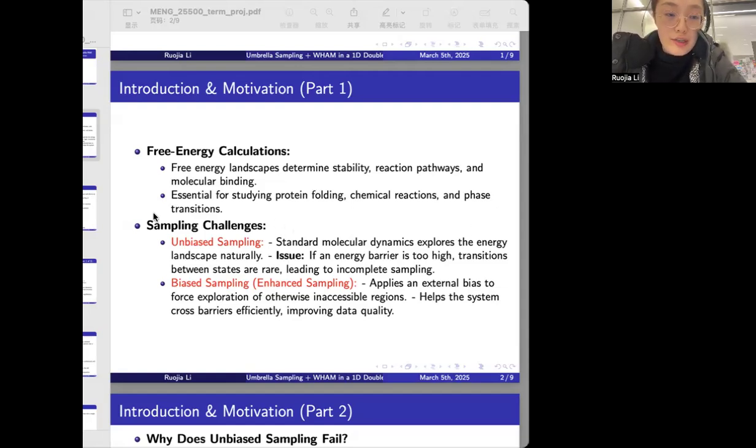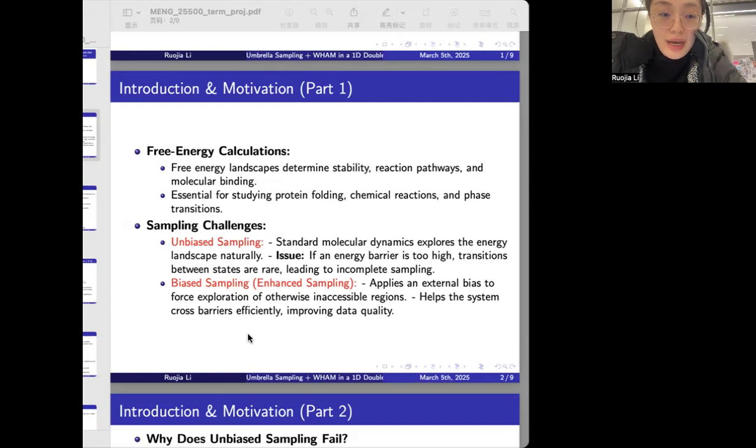However, the challenge, which is highlighted in red here, is that unbiased molecular dynamics sampling can get stuck in a low energy well. Imagine a system with two deep wells separated by a tall energy barrier. In a straightforward simulation, the particle or the molecular system often remains in one well for a long time because the transition between wells is rare and slow. You end up with incomplete sampling. As a result, you can't accurately capture the entire free energy landscape.